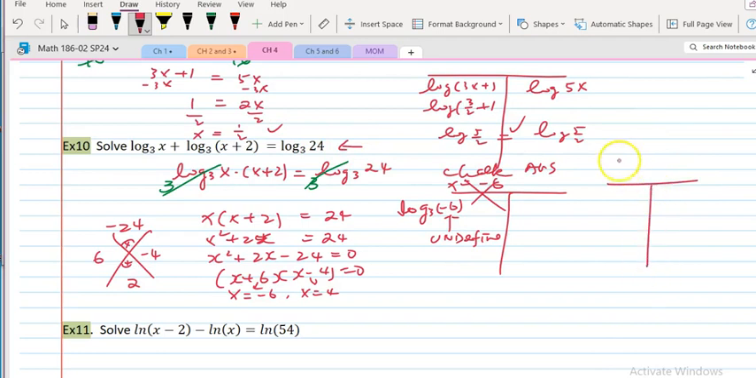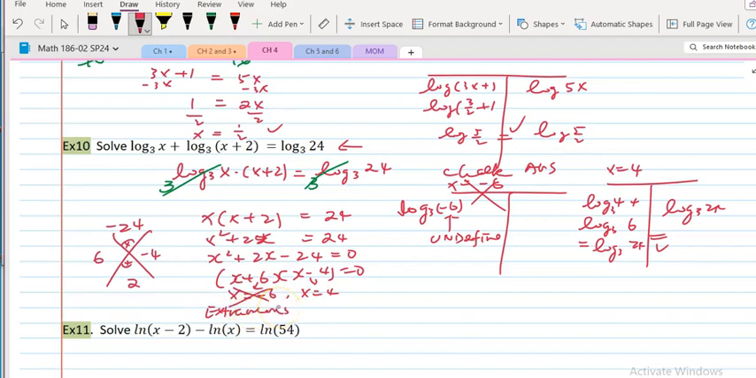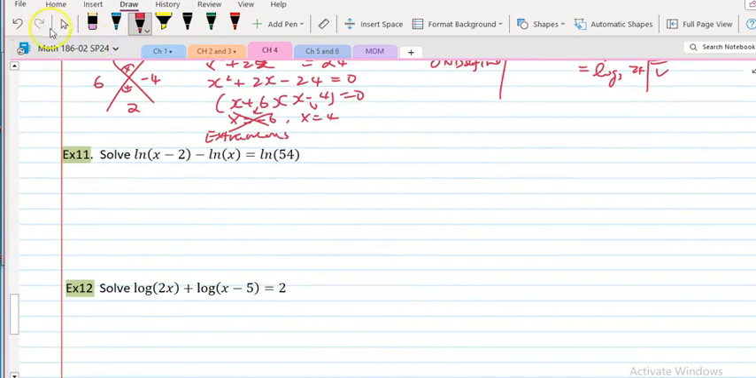So we check x equal to 4. Hopefully this would work. If none of them work, you say no solution. Log base 3, 4 plus log base 3, 4 plus 2, log 6. So that would be log base 3, 24. And this side is log base 3, 24, they're equal. Okay, so this is a solution. So cancel this one, x equals negative 6, because that is an extraneous solution. It's not because you made an error, because when you do the exponent, sometimes an extra solution will come up.